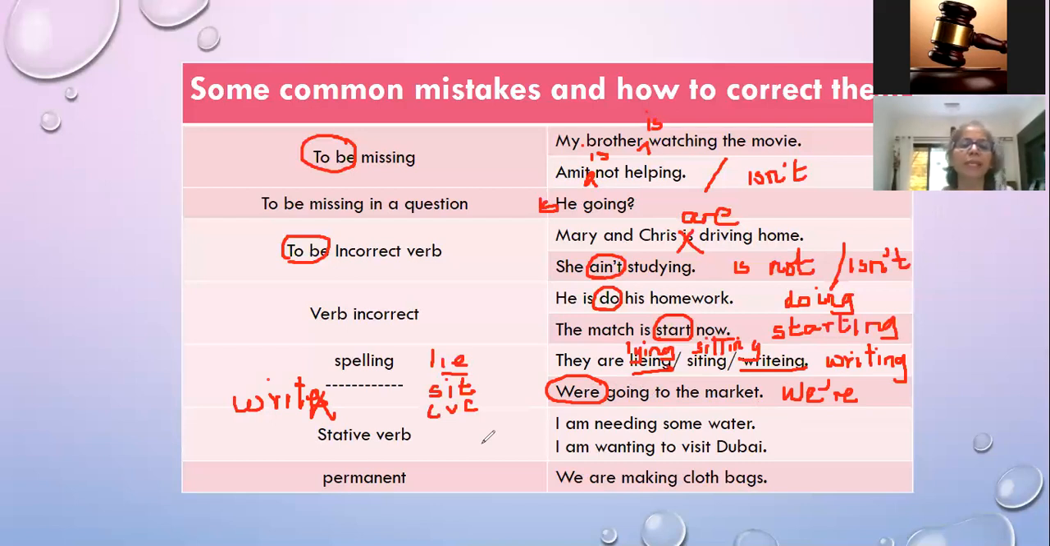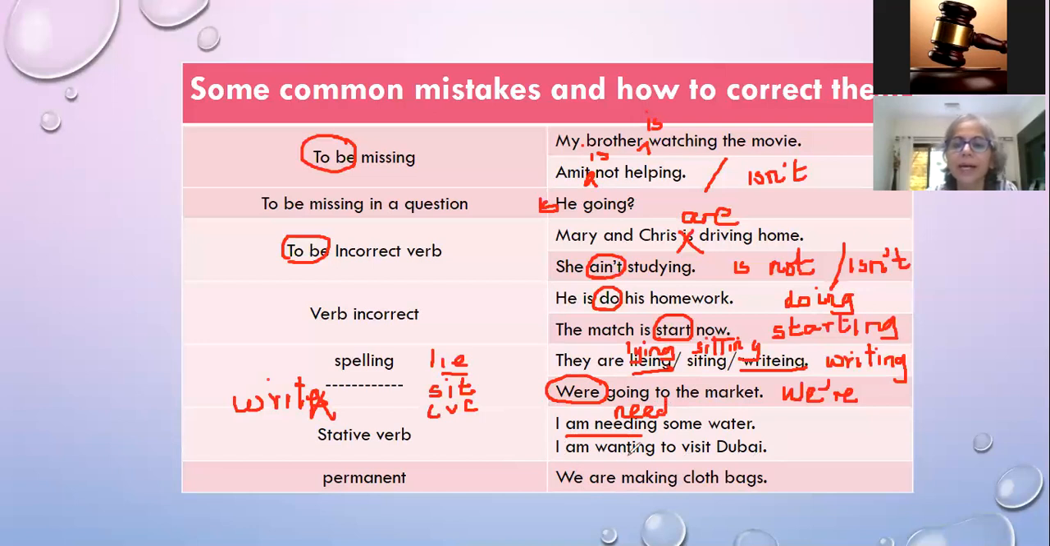Some of the common mistakes we make is when we are using the stative verbs. I told you stative verbs are verbs which describe your feelings, your mental ability, your emotional status, your needs and wants. Whenever those are expressed, we do not use the present continuous tense. We use only the present simple tense. So in this sentence, "I am needing some water," we cannot use this. This is incorrect. We should say, I need some water.